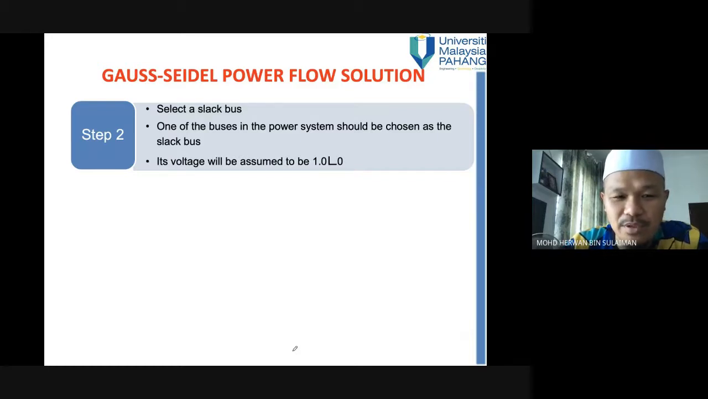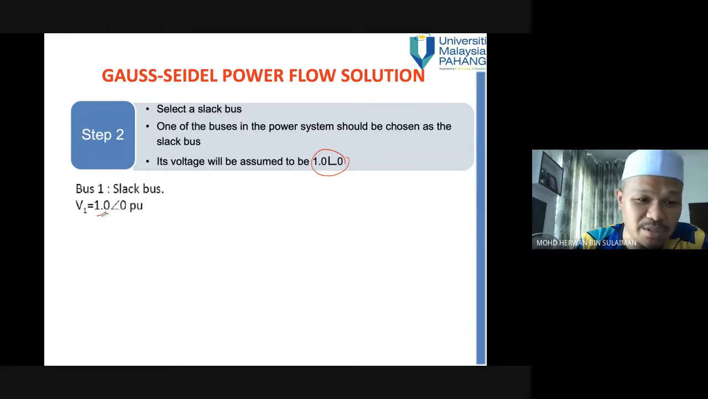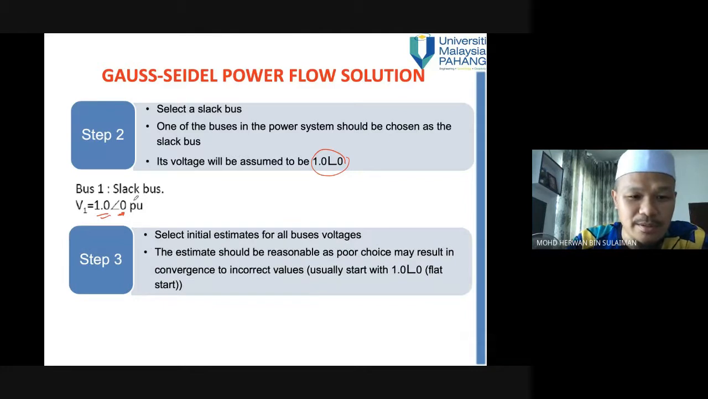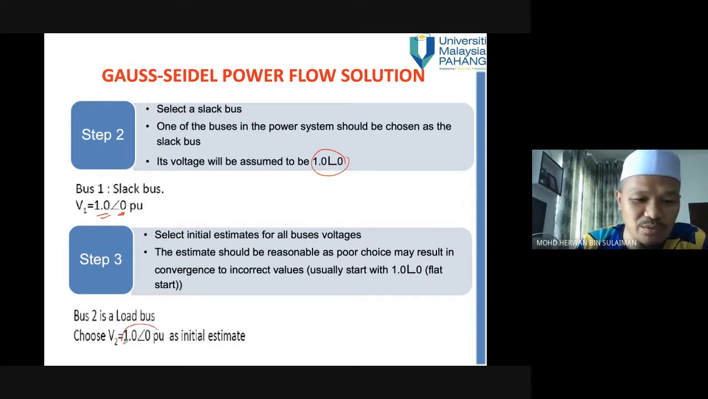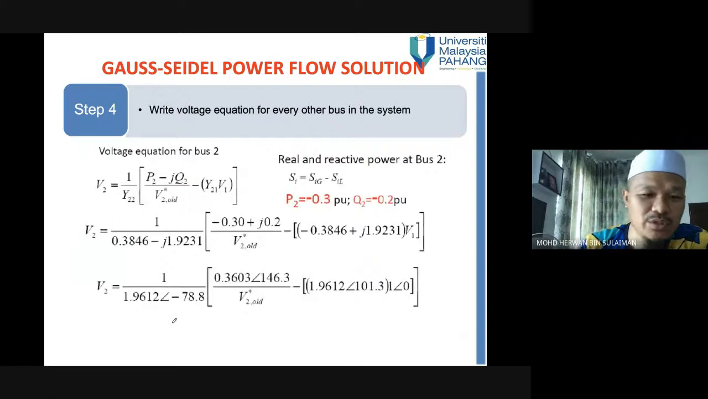And then for the load bus, normally we assume that the voltage starts with one. The value for the slack bus is normally given or determined before you start your calculation. Then we select the initial estimate value for all voltages. Normally we start with V2, similar to V1, at 1 per unit, 0 degree angle, and then we write the voltage equation.